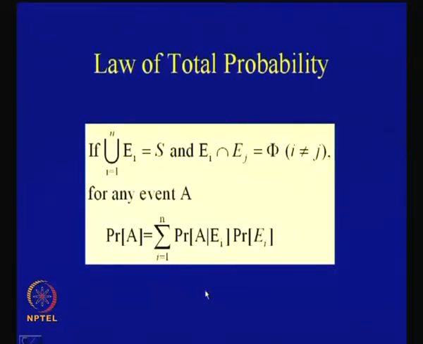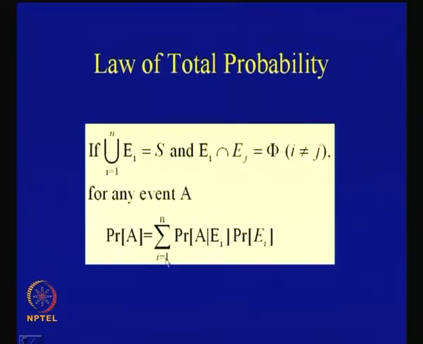Then there is a very important law known as the law of total probability. If there are n events E1, E2 and so on till En, and the union of them is the sample space S, and they are mutually non-intersecting, that is Ei and Ej cannot take place together, so the intersection of Ei and Ej is the null set, then for any event A, probability of A is equal to the following: we multiply probability of Ei, that is the probability that the ith event has occurred, with probability of A given Ei, that is the probability of A given that the event Ei has occurred, and then take a sum over all possible i values.